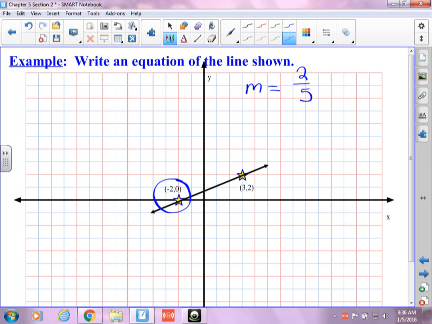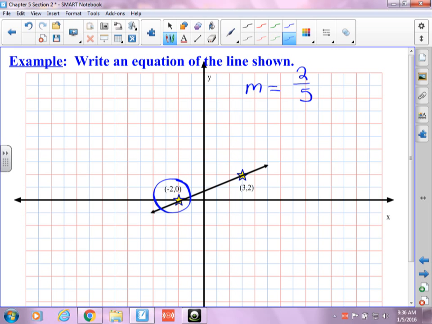I've got a problem though. What's my problem? I got my slope, but I don't know my y-intercept. Can I guess? No. I know it's between what two numbers? 0 and 1. So I might say 2/3 and someone else say 3/4. Are they the same? They're not the same, so this becomes a problem.